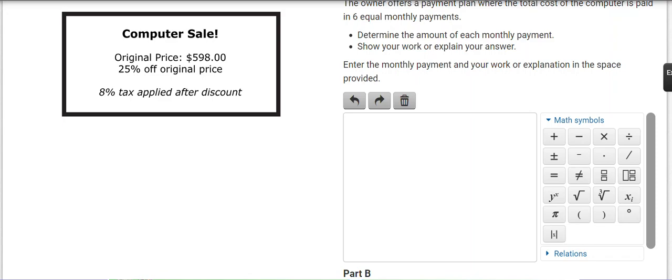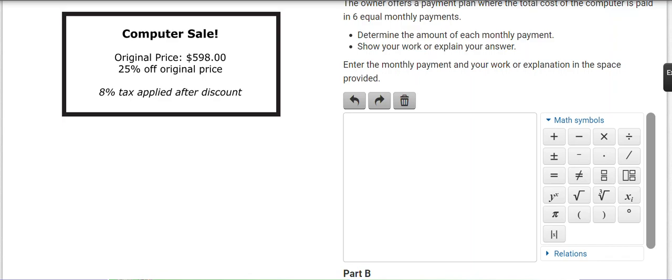So we're taking a look at the PARCC Practice Unit 3 question number 7. We're looking at a computer sale, and we have an original price of $598.00. And we're taking 25% off the original price and then applying an 8% tax to our actual sales price. It's important to realize that we cannot take the 8% tax until we find the actual cost of the computer, because you only pay tax on the amount that you spend for an item.